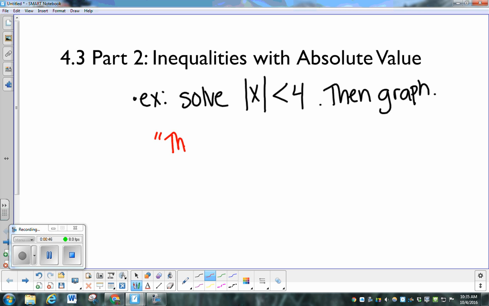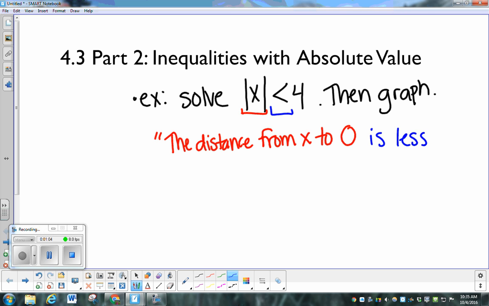This is saying that the distance from x to 0, that's this part, the distance from x to 0 is less than 4. The distance from x to 0 is less than 4. So let's think about what x could be. I'm going to draw a representation of that on a graph.